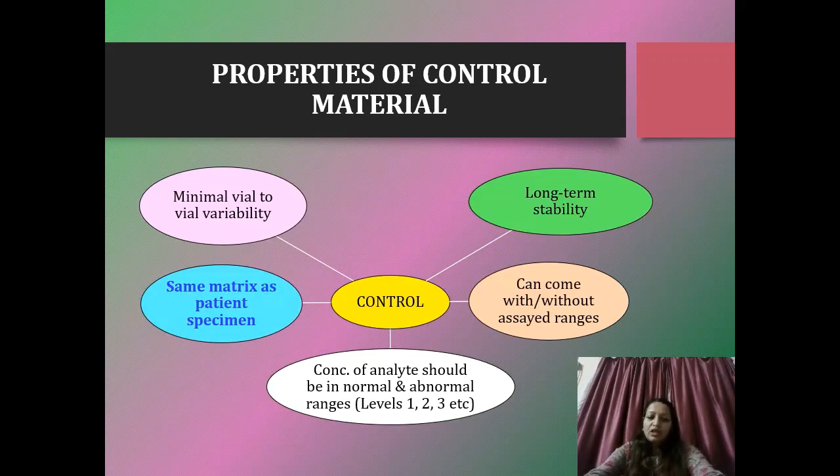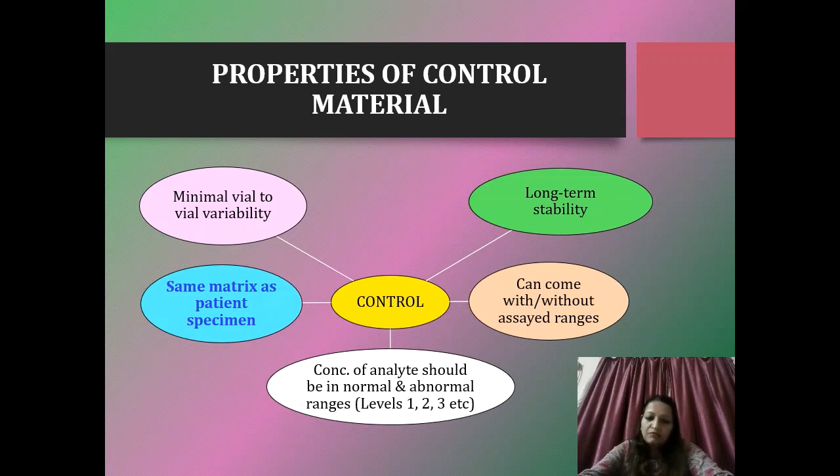So what are the chief properties of control material? First and foremost, it is very important to remember that it is the same matrix as the patient specimen. Secondly, there should be minimum vial to vial variability. They must be stable long term. They may or may not come with assigned ranges, but usually the ranges are given, and usually we run them in multiple levels like level 1, level 2, level 3.